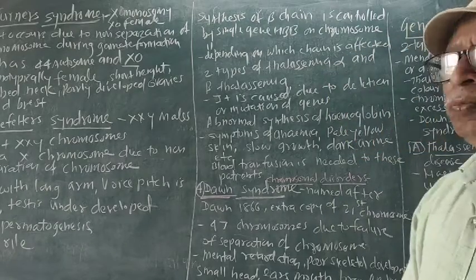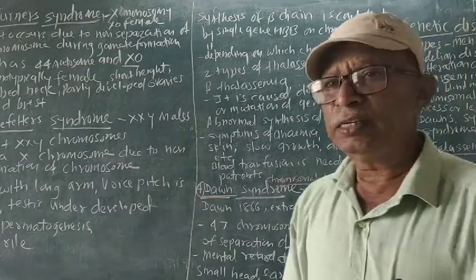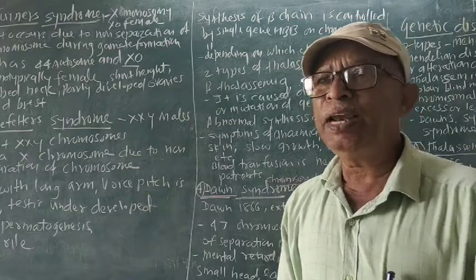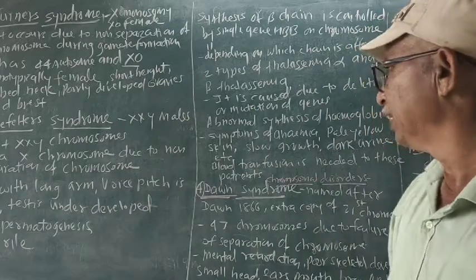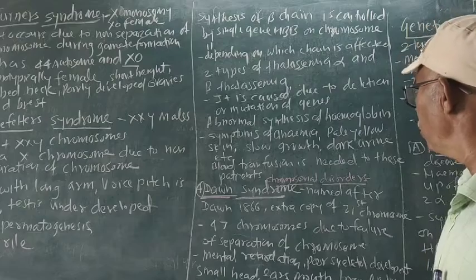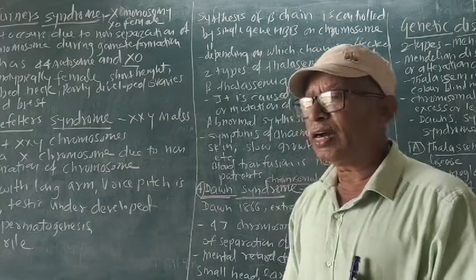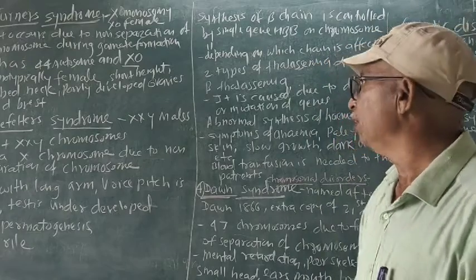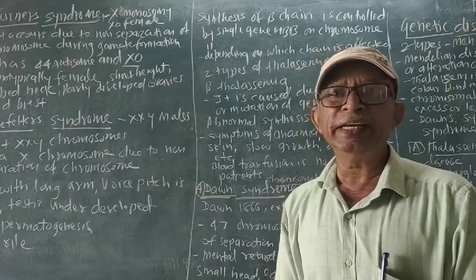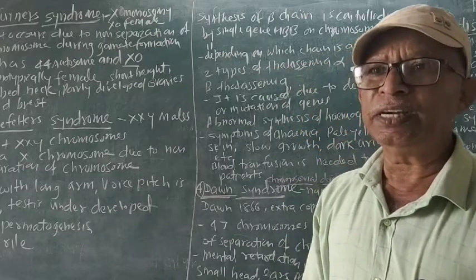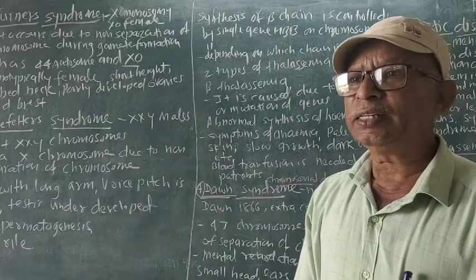And what are the symptoms of the disease? This is anemia, pale yellow skin, then slow growth, dark urine. Slow growth are the symptoms or the character of the patient. And here blood transfusion is recommended. Giving blood to that patient is recommended, because in thalassemia blood is not formed.